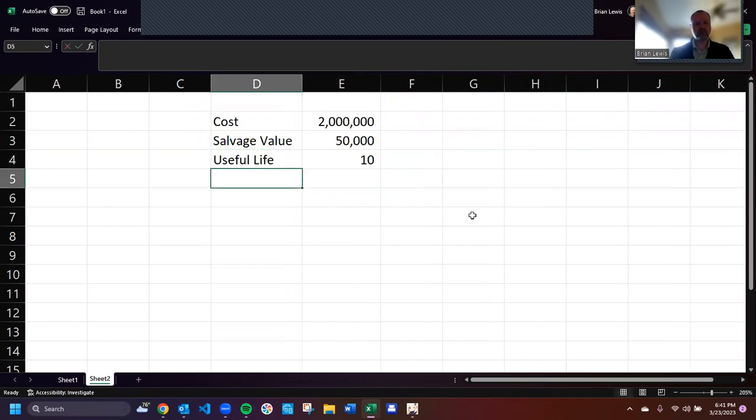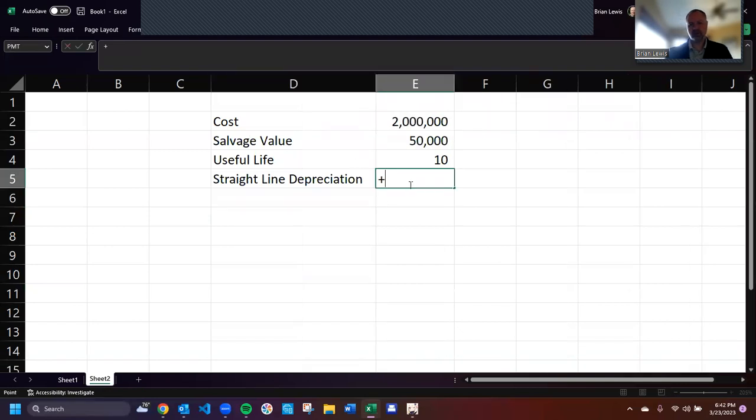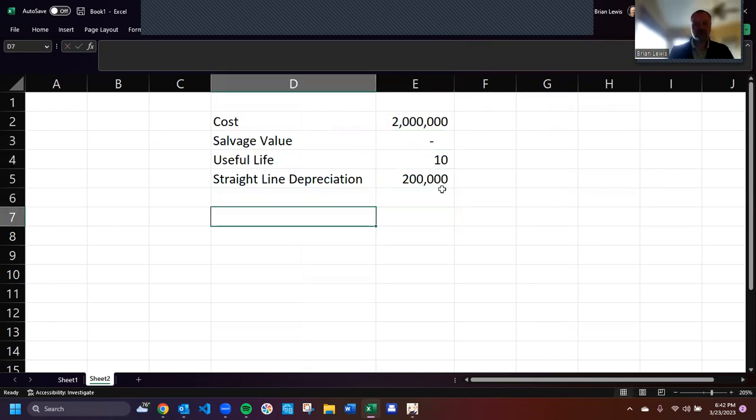Okay, so right off the bat, your straight line depreciation is going to be your cost minus salvage value divided by your useful life. Let's put in little parentheses here. Okay, how did I come up with that? Oh, because I took out the salvage value. That's right. We'll make that 0 for now so you can see how this works.